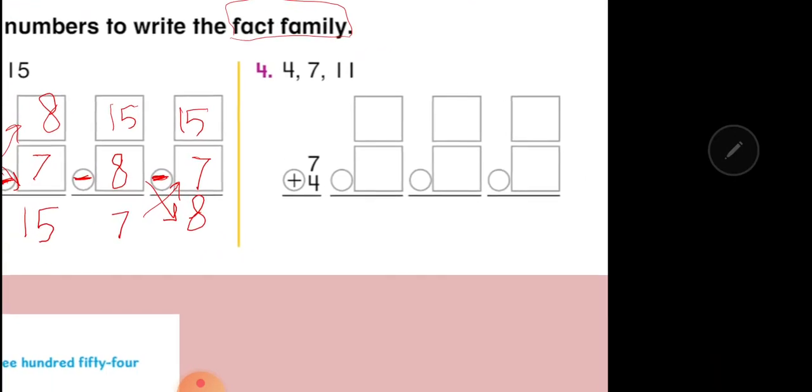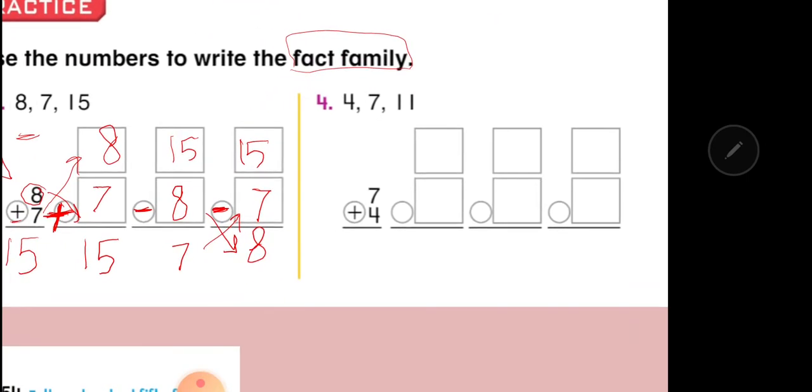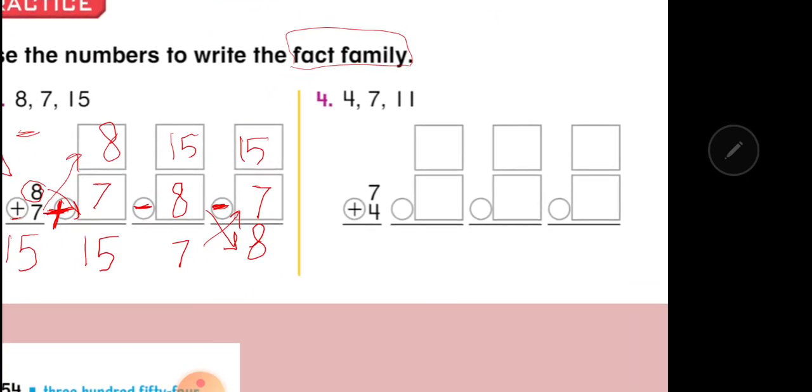Let's see the other one. Same thing. 4, 7, and 11. What will you do? Draw the triangles again. What will you put up? 11 is the daddy. Here you have 4 and 7. 7 plus 4 equals, circle 7, put 4 on your fingers, count after 7: 8, 9, 10, 11. Amazing. We said 2 for add and 2 for subtract. You see? Change the places.